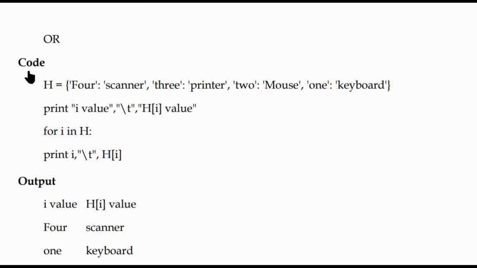Or code: H equal to 4 scanner, 3 printer, 2 mouse, 1 keyboard. Print I value, tab, H[I] value. For I in H, print I, tab, H[I].